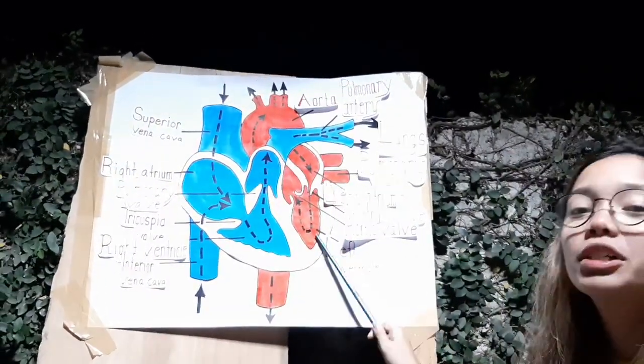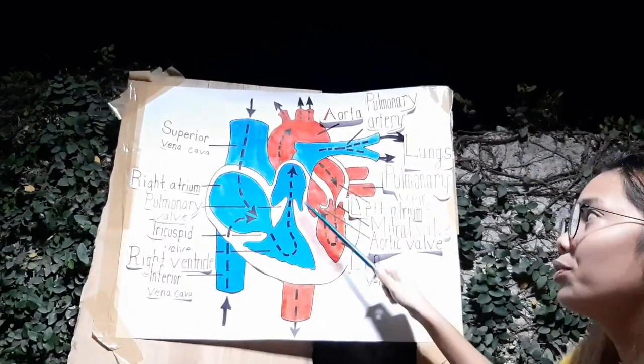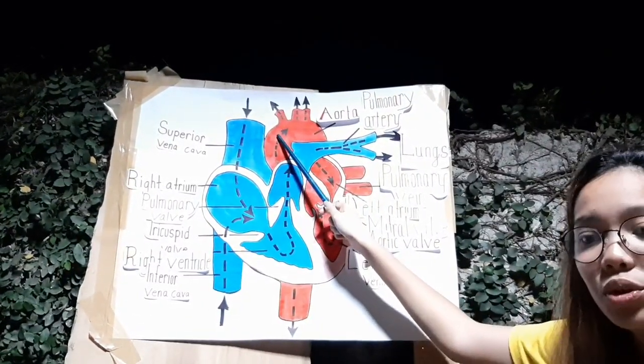After the ventricle contracts, it shoots up through the aortic valve because it has to go up through the aorta, which goes through your brain and through your body. So that is the blood flow of the heart.